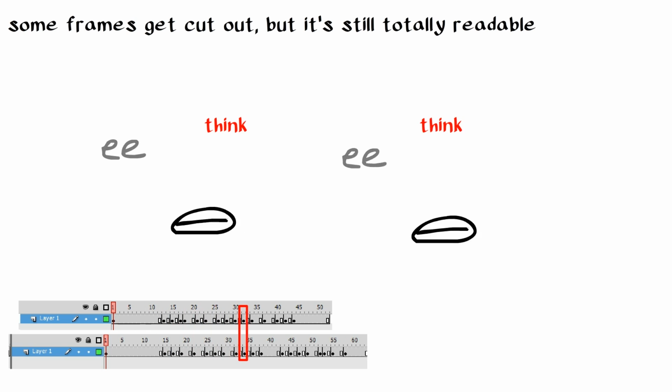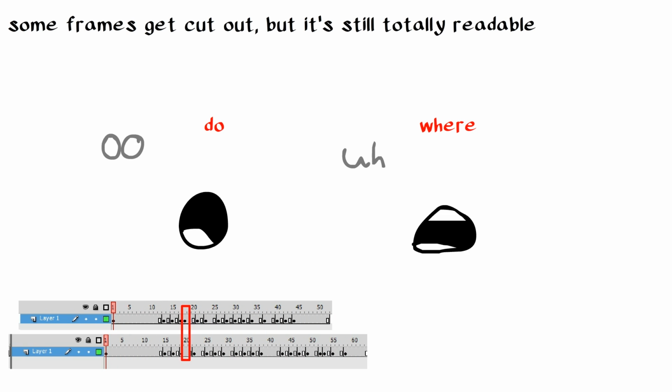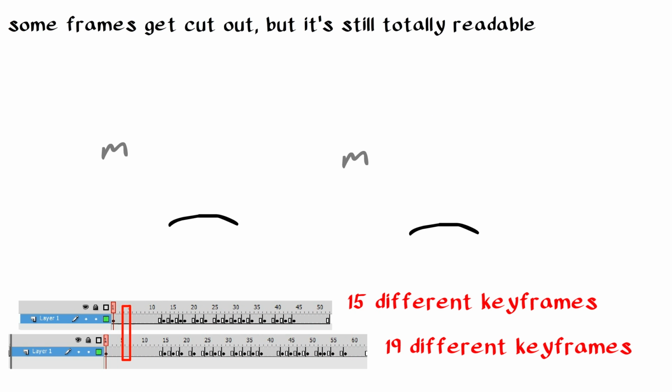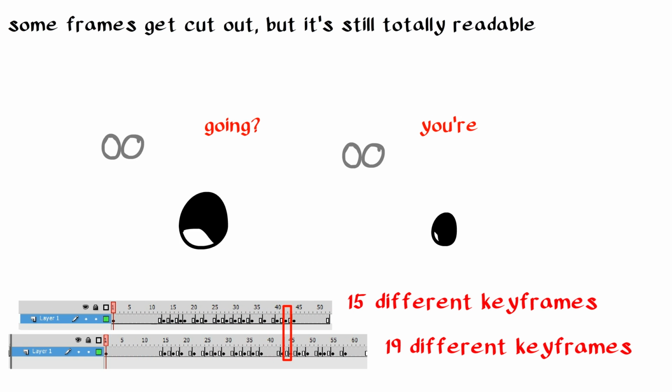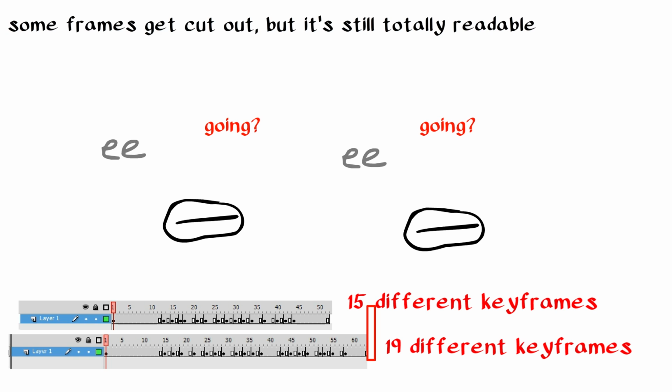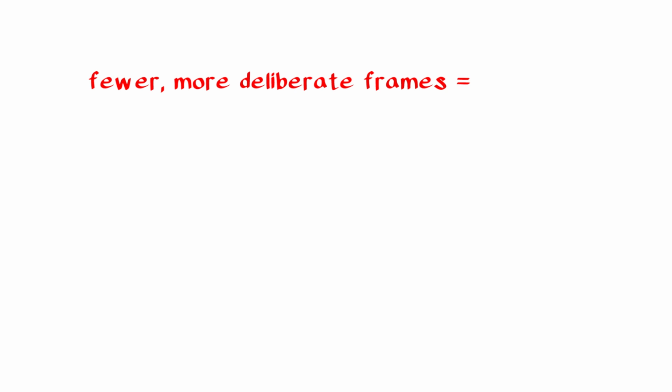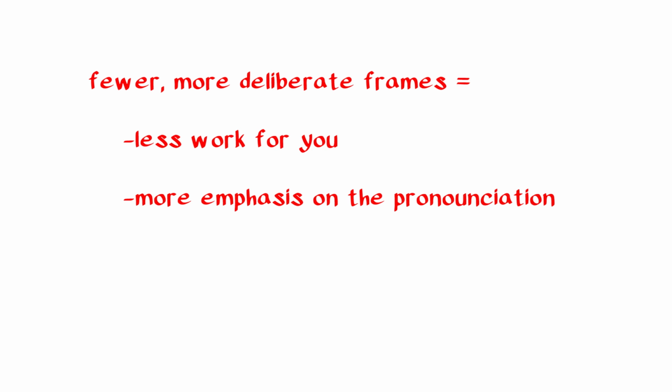Notice how, instead of keeping the same number of frames, I just simply cut down my usage overall. While a lot of frames got cut out in the faster example, it's all still totally readable, and you can read the lips very easily in both cases. So to summarize, fewer, more deliberate frames means less work for you, more emphasis on what you're lip syncing, and overall a more polished result.